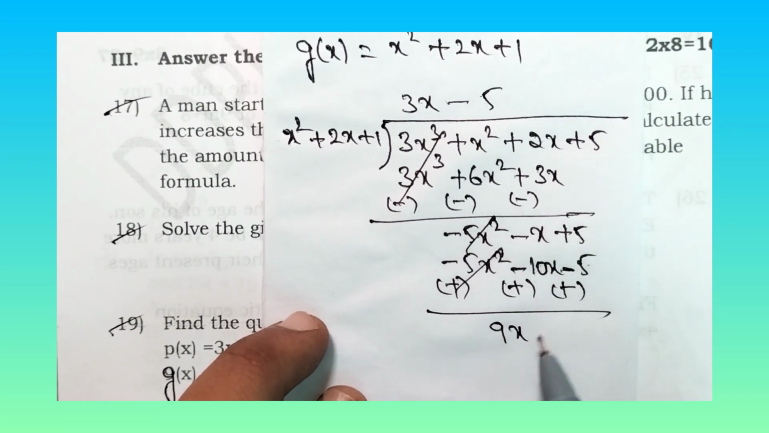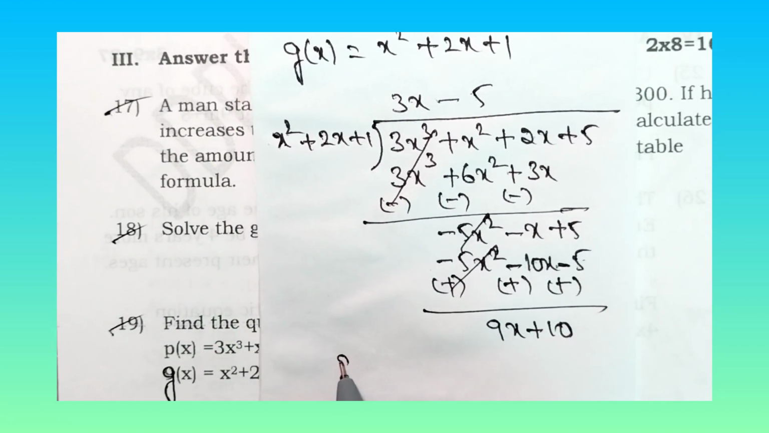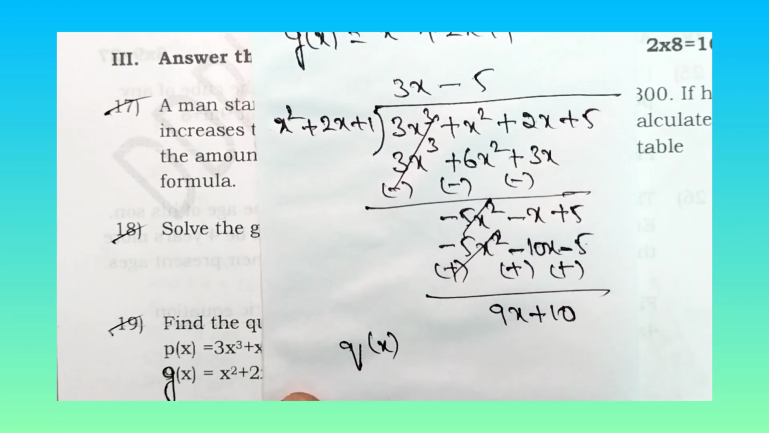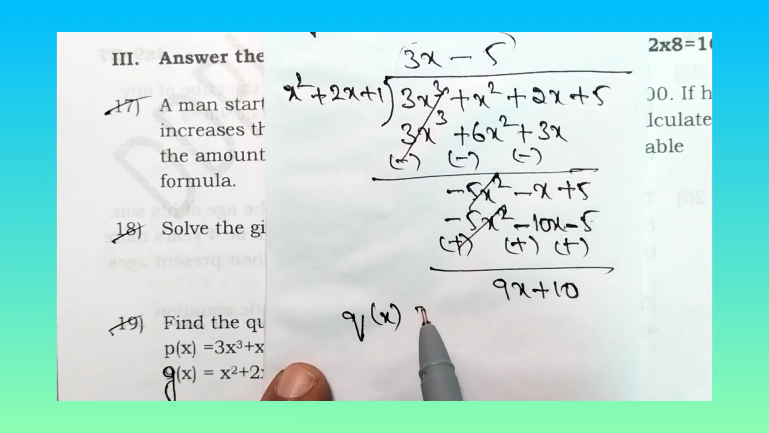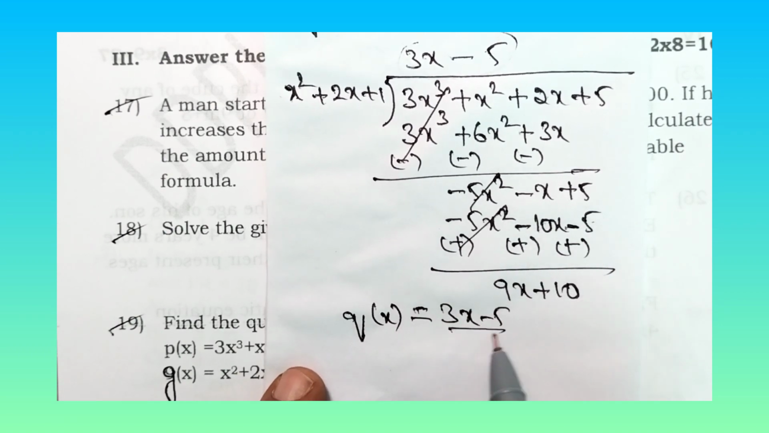Then 5 plus 5 is 10. So now let us write the quotient for this one. So q of x is equal to, this is the quotient. So what is the quotient? Q of x is equal to 3x minus 5.